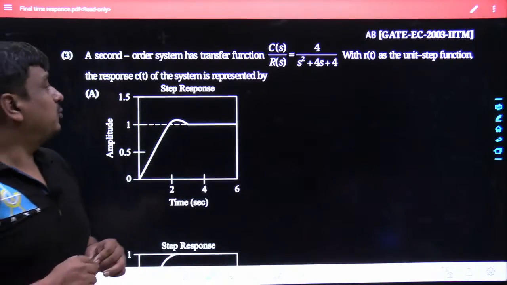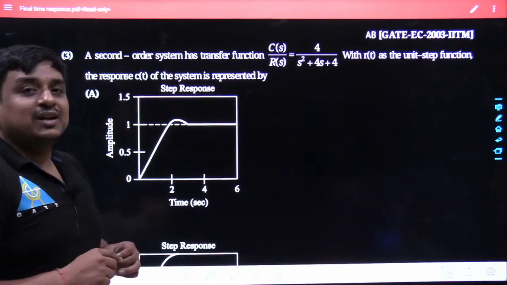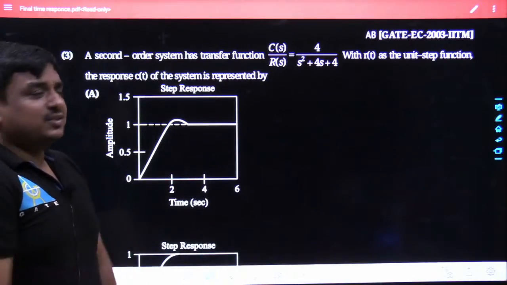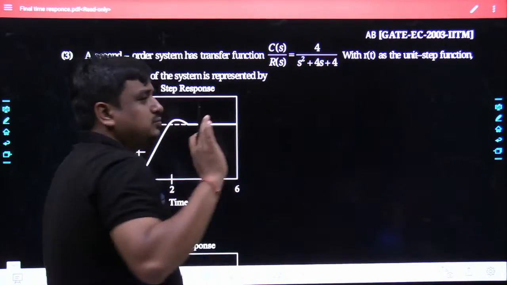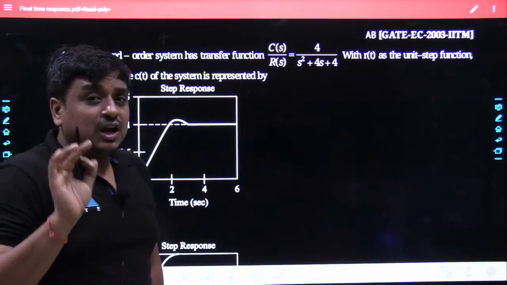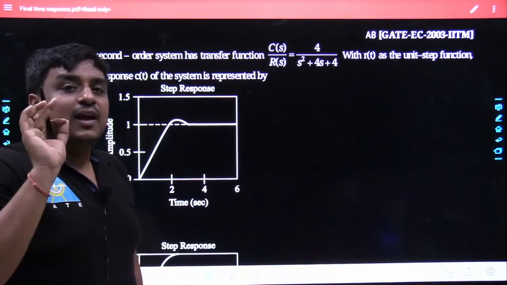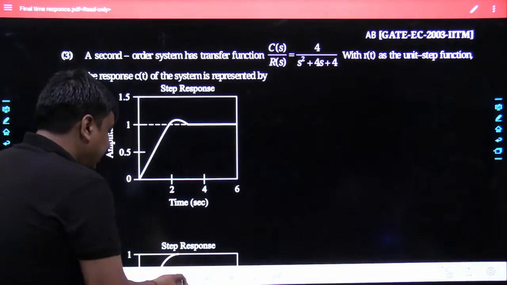Tell me, what would be the best answer? Just try to understand how to figure out or how to crack this sort of problem. Just focus on the value of zeta. Try to understand what I am saying. How would we get the value of zeta?